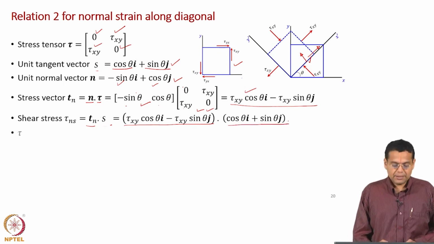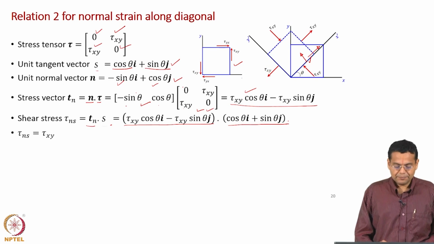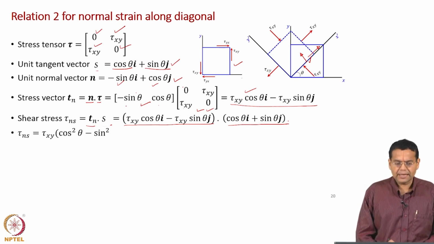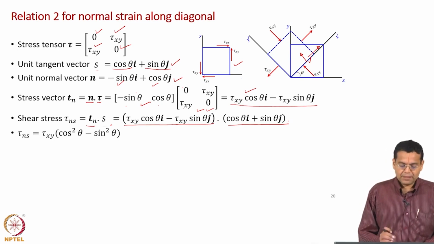Do a simple dot product, and we get tau xy times cos squared theta minus sin squared theta. That is the expression for the shear stress.